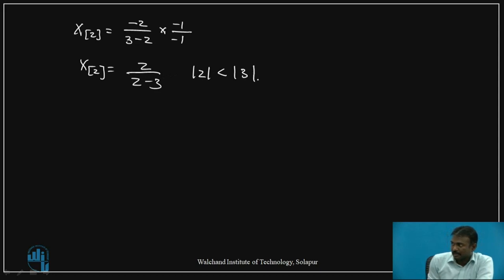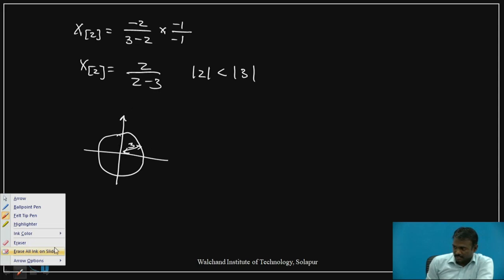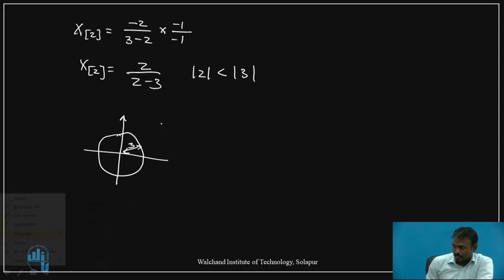Now we will plot a circle of radius 3 on the z plane here, where the region of convergence is within the circle of radius 3.